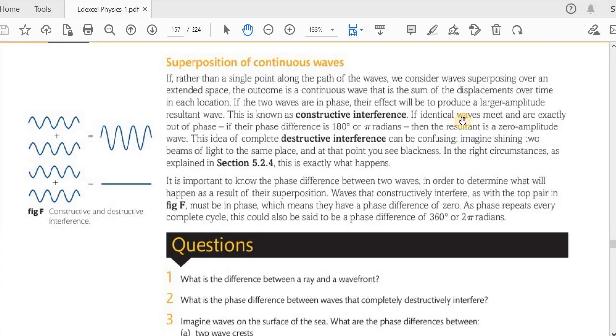I already explained that. If identical waves meet and are exactly out of phase, if their phase difference is 180 degrees or pi radians, then the resultant is a zero amplitude wave. See, it's also shown here, constructive and destructive interference.